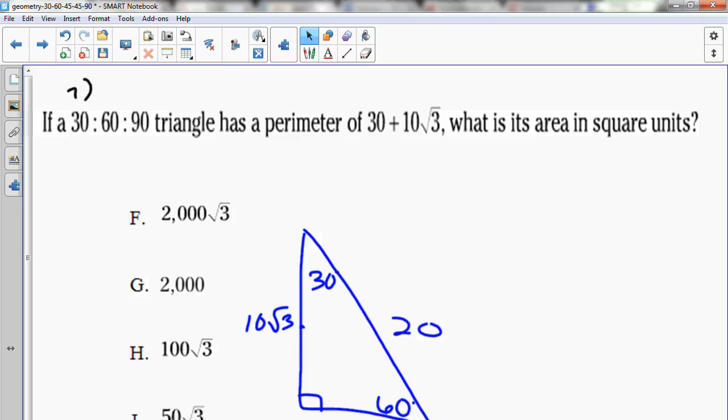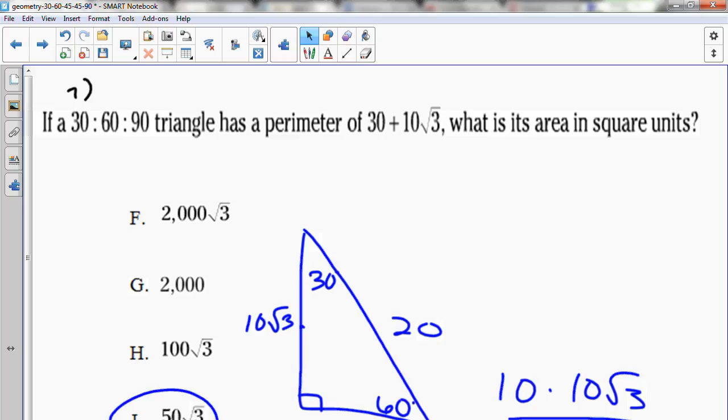Now, what's the area? Well, that's just base times height divided by 2. Here we go. Base times the height divided by 2. So 10 times 10 square root of 3 would be 100 square root of 3. And then 100 square root of 3 divided by 2 would be 50 square root of 3.